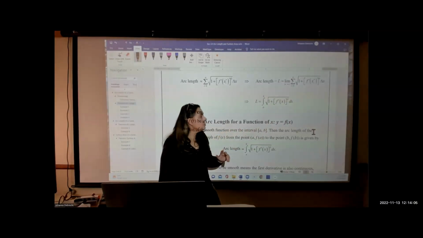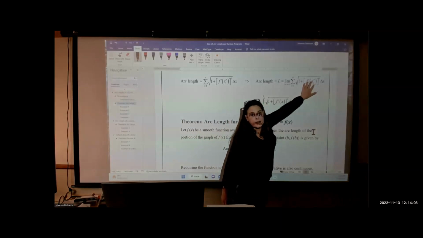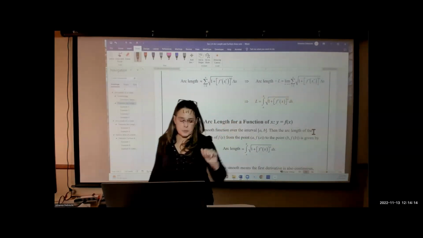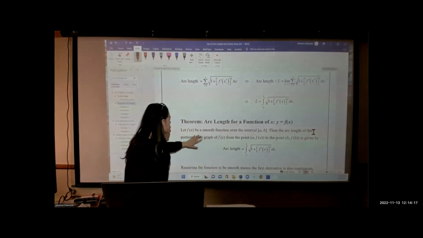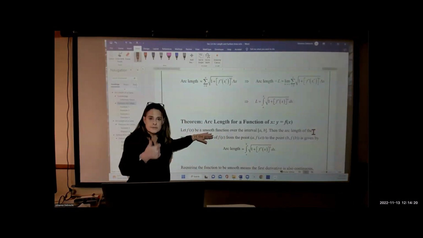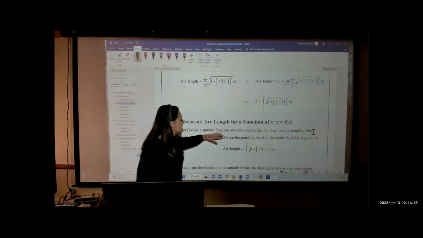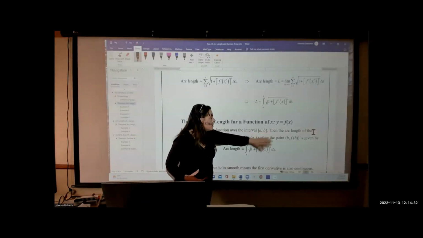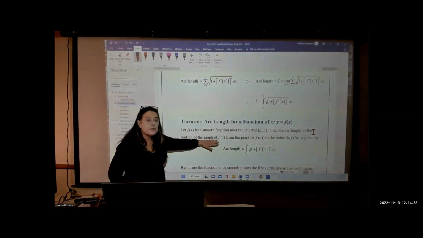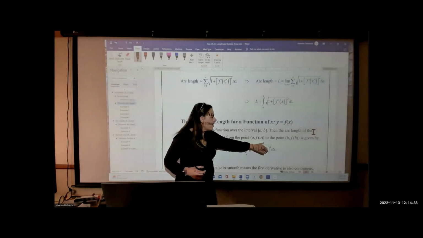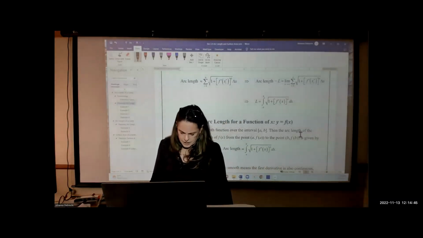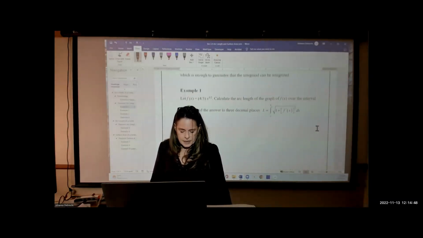And again, we needed smooth in order to prove that this value right here does approach f prime of x as the width of each subinterval goes to 0. So here's our formula. If f of x is a smooth function, continuous, has a first derivative, and the first derivative is also continuous, over the closed interval a to b, we have to apply the mean value theorem, so this has to apply on the closed interval. Then the arc length of the section of the graph from the point (a, f of a) to the point (b, f of b) is given by this definite integral. Now what we want to do is take a look at some examples.